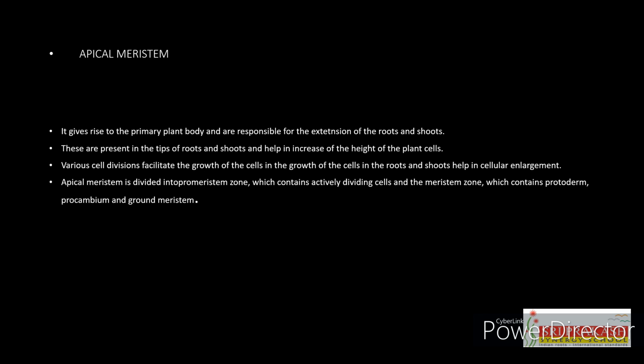Apical meristem. It gives rise to the primary plant body and is responsible for extension of roots and shoots. These are present in tips of roots and shoots and help in increasing the height of the plant. Various cell divisions facilitate the growth of the cells. The growth of the cells in the roots and shoots helps in cellular enlargement. Apical meristem is divided into the promeristem zone, which contains actively dividing cells, and the meristem zone, which contains protoderm, procambium and ground meristem, as we have seen in the previous slide.